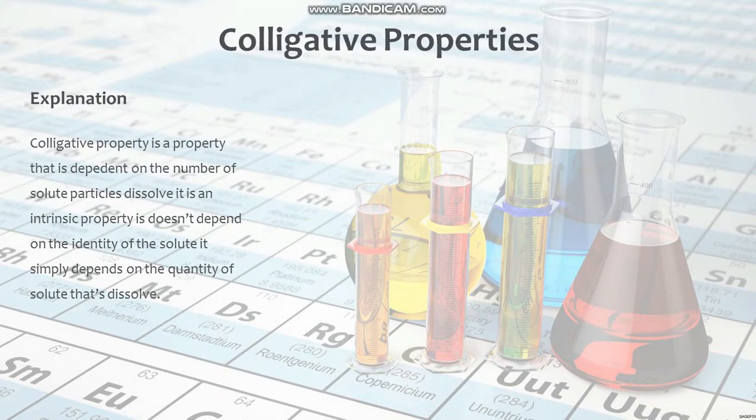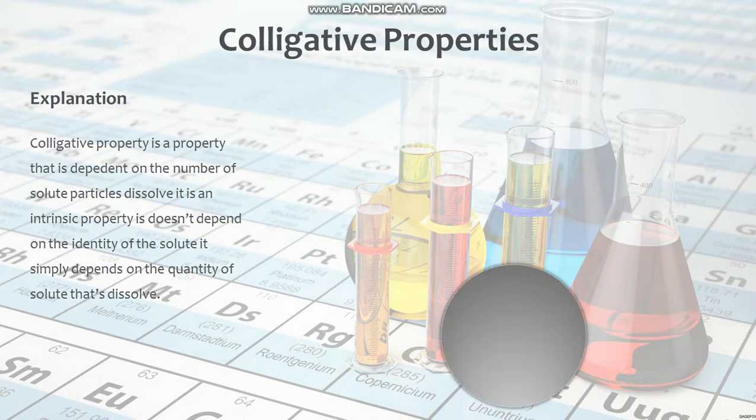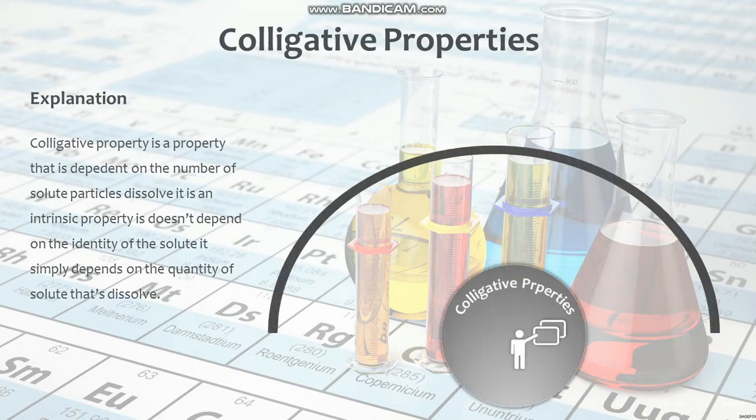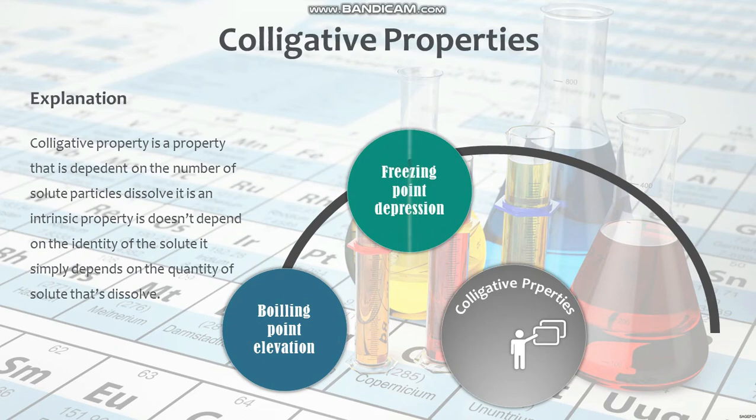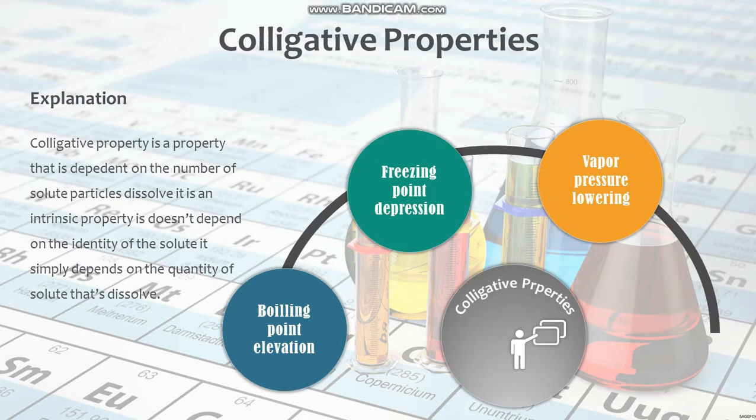There are four colligative properties that you need to be familiar with. The first one is called boiling point elevation. The second is freezing point depression. The third is vapor pressure lowering. And the last, osmotic pressure.